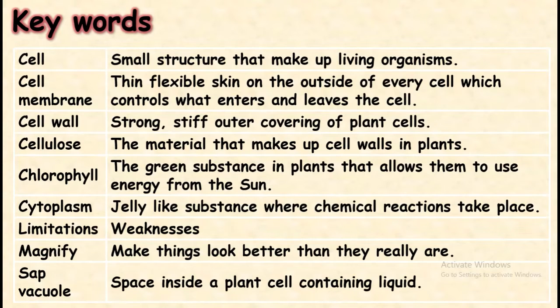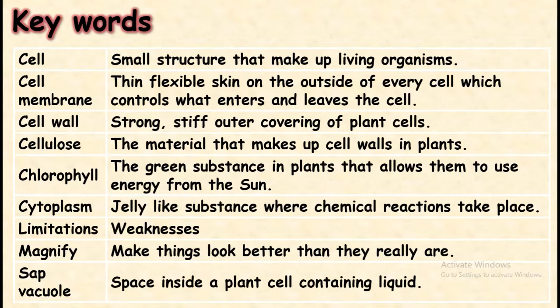The second one is the cell membrane. Now, the cell membrane is the outer boundary of the cell, and it is flexible in nature, and it protects the cell from the external environment, and it controls everything which enters the cell and everything which goes out of the cell.